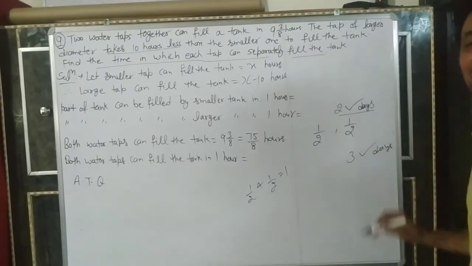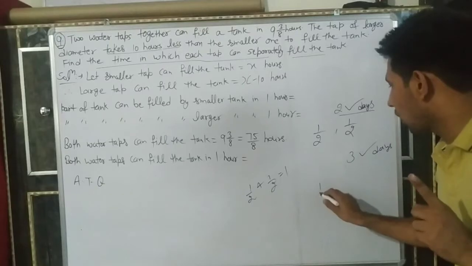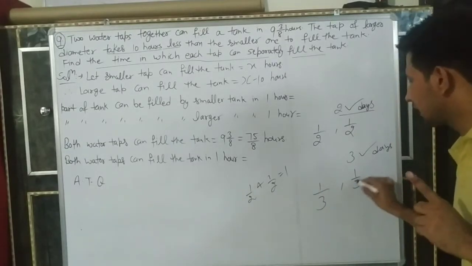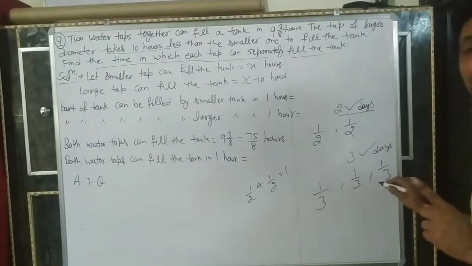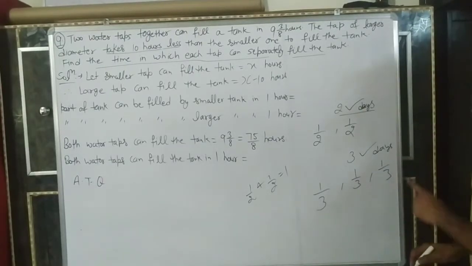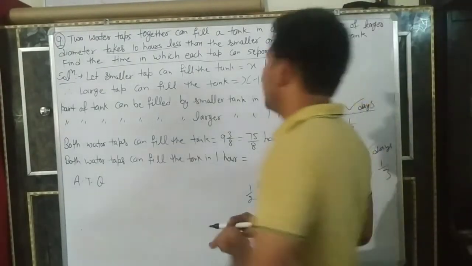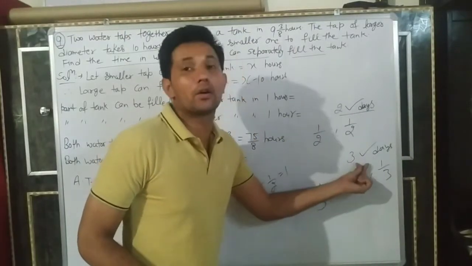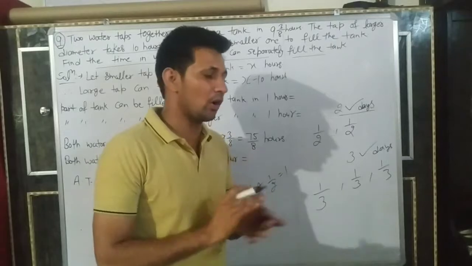In how many days? In 3 days. So first day how much work will you finish? 1 by 3 days, 1 upon 3. Next, in the third day, 1 upon 3. Because every day you will finish one third of the work.